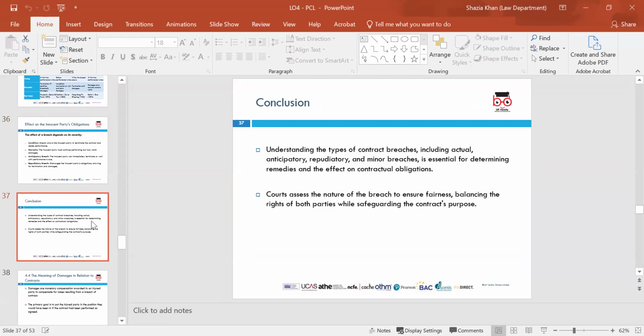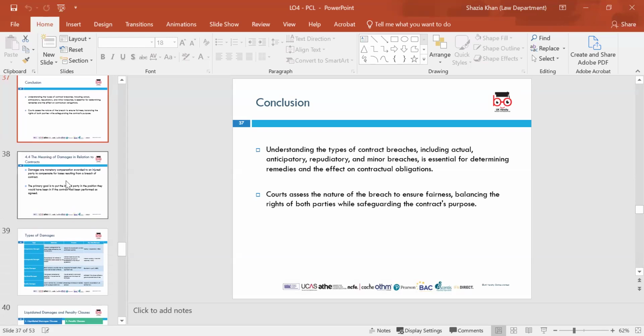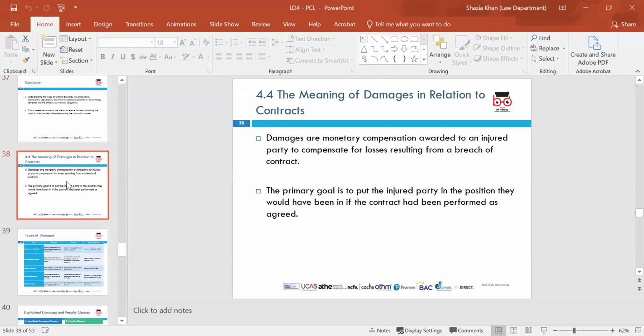Conclusion: understanding the types of contract breaches, including actual, anticipatory, repudiatory, and minor, is essential for determining the remedies available. Courts will assess the nature of the breach and ensure there's fairness for both parties, safeguarding any sort of contract purposes. So the courts would base everything around each individual case and the severity of the cases.